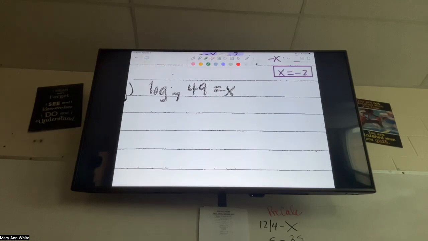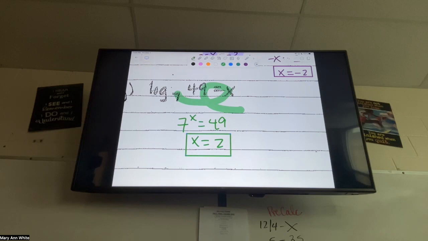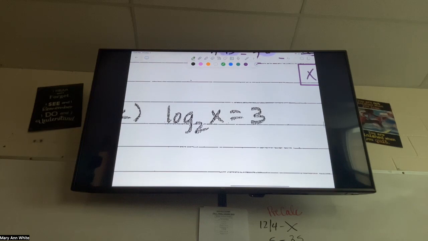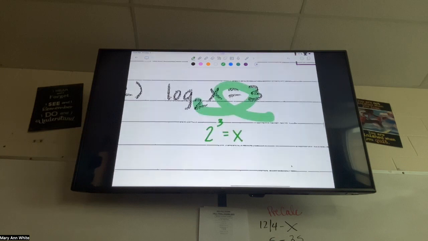So as we look at this, I'm gonna have log base 7 of 49 equals x. So when I log roll it, I go 7 raised to the x equals 49. Well, we know what that is. 2. Similar for the next one. This time my x is in a different spot, but we still log roll. 2 to the 3rd equals x, and what is 2 to the 3rd? 8.